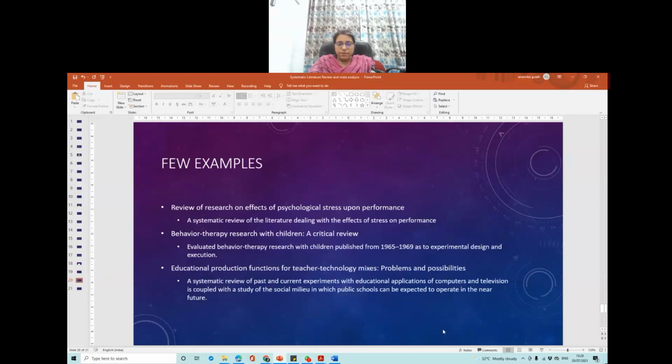Then we have a few examples in the social sciences or related topics, just for your reference. One is a review of research on the effect of psychosocial stress upon performance. A systematic review of literature dealing with the effects of stress on performance has been done. Performance can be any performance: sports performance, arts performance, theater, or anything. It is assessing the effect of stress before the performance.